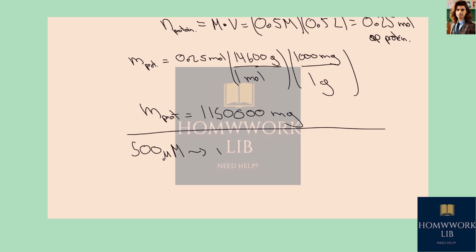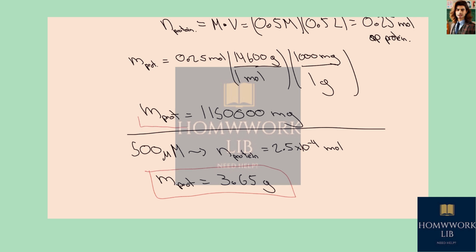then the calculation for the amount of mole would yield 2.5 times 10 to the minus 4 moles, and that would give us a mass of the protein equal to 3.65 grams, which is a little bit more reasonable. Okay, so those are the two possible answers that you're going to get.